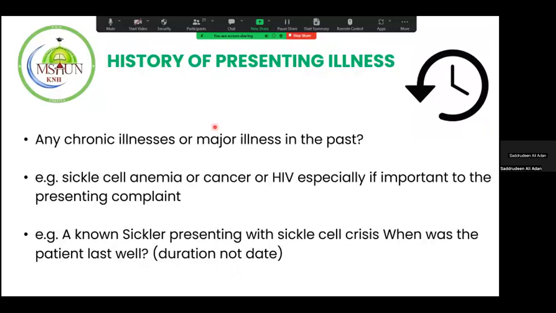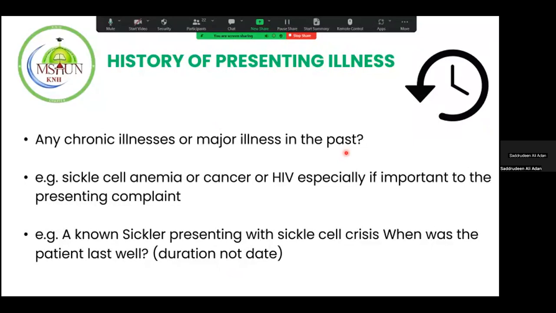So you start by asking the patient, are there any chronic illnesses or major illnesses in the past? You can start by introducing the HPI by saying, the patient is a known diabetic since 2020 and is currently on these medications, and is he compliant or not compliant to medications, and presents now with this and this. That way, don't do history the normal way. Right now you're very advanced. I want you to have an advantage over the rest.